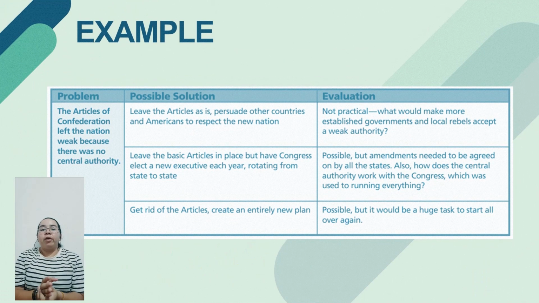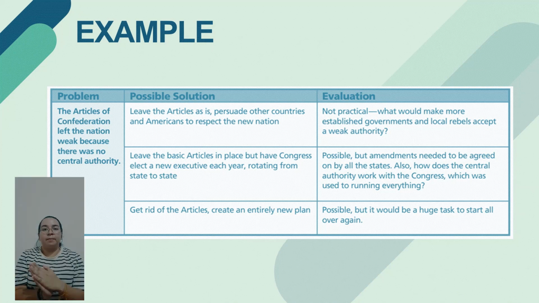For example, in this box, you can see the three components. The problem would be that the Articles of Confederation left the nation weak because there was no central authority, and their possible solutions to this, with an evaluation of each one of them.